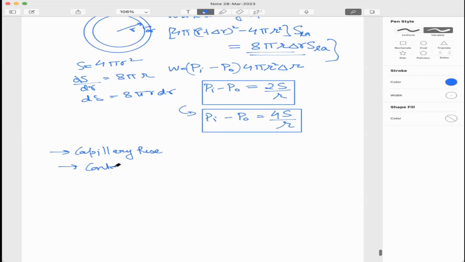In the next class, I will be discussing capillary rise, contact angle, and previous year JEE questions. With this, we will wrap up fluid mechanics.